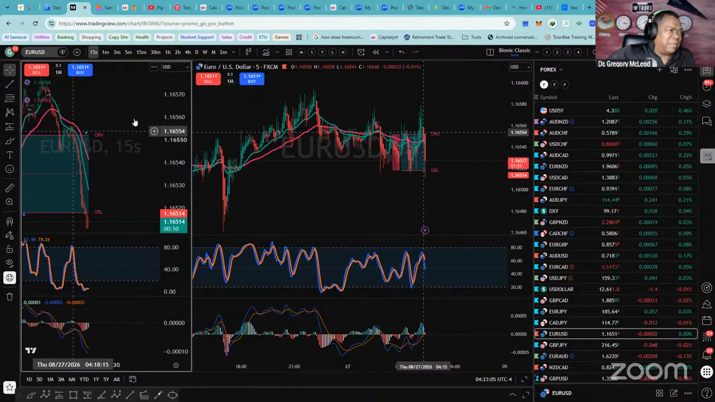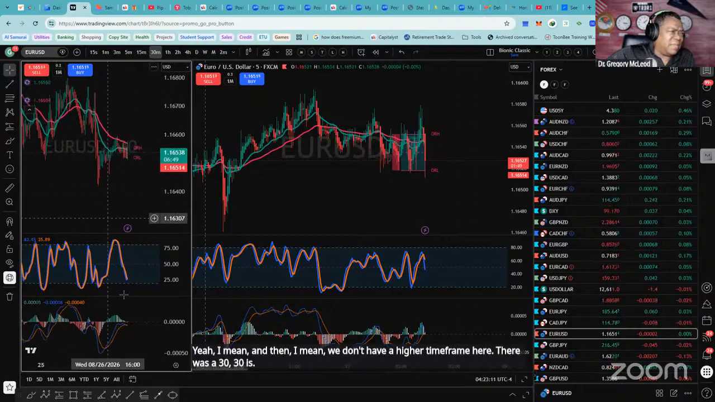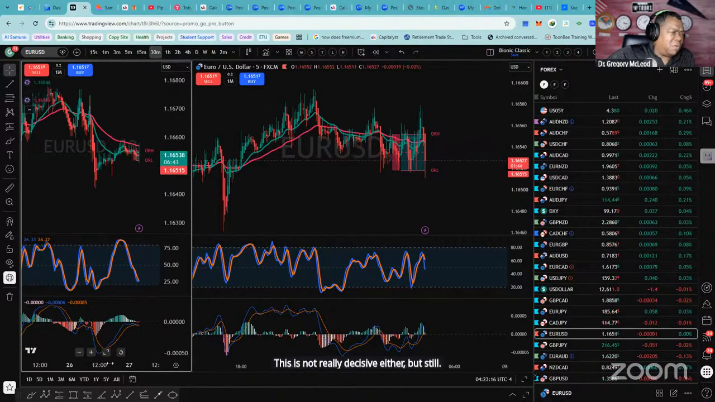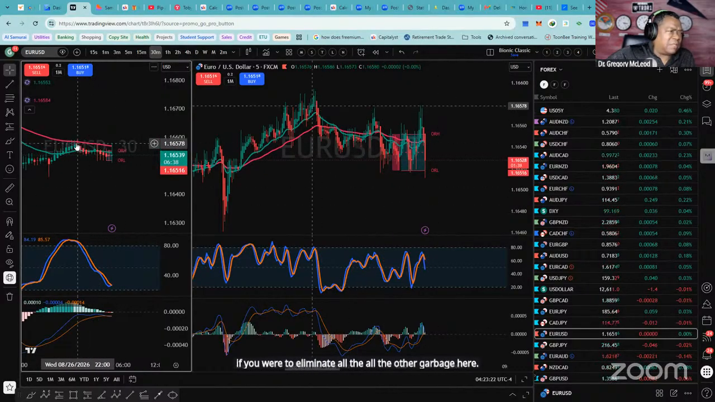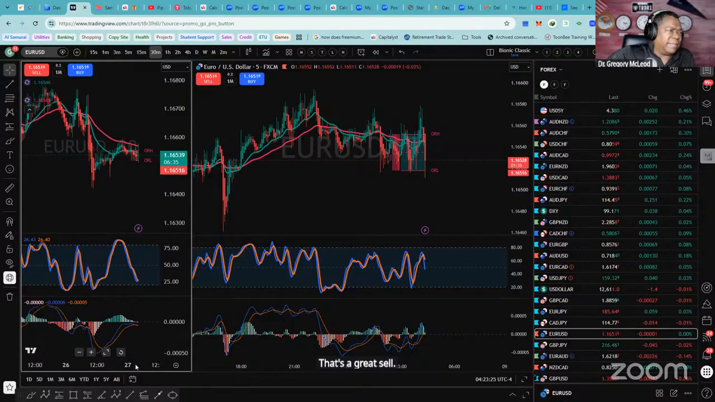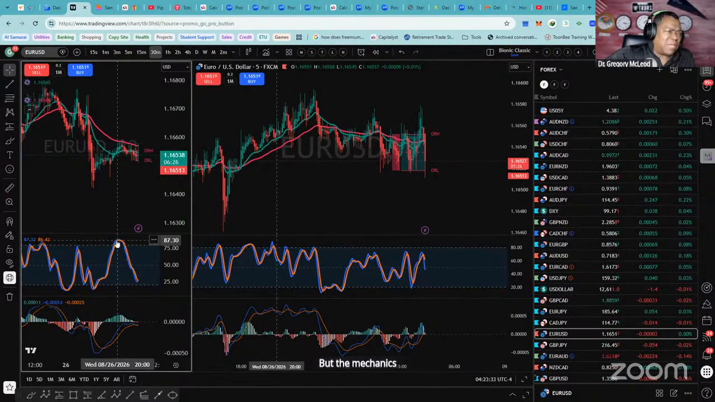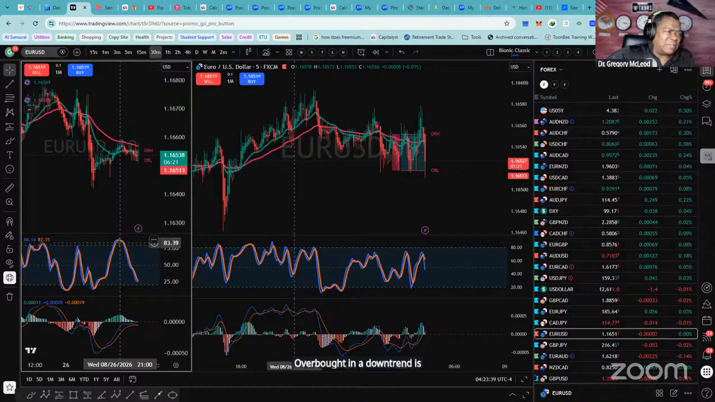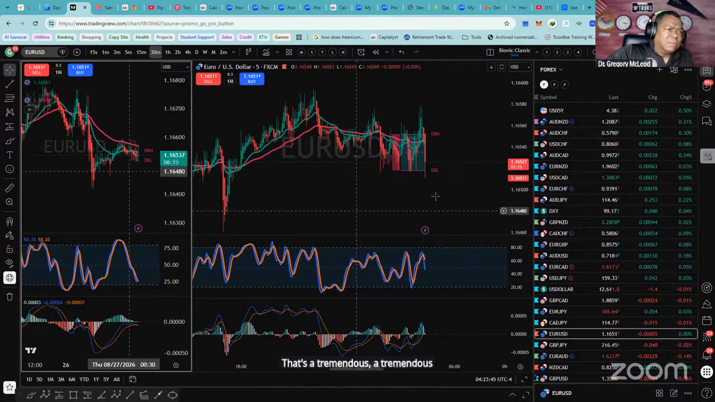And then we don't have a higher time frame here. There was a 30. This is not really decisive either, but still, if you were to eliminate all the other garbage here, that's a great sell. Yeah, it was a great point, but it didn't really lead to more pips. Not really, but the mechanics are there. Stochastics overbought in a downtrend is what you want. That's a tremendous sell signal.